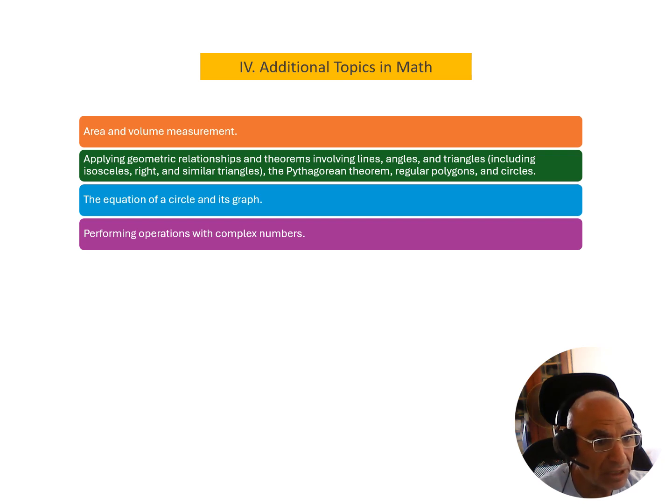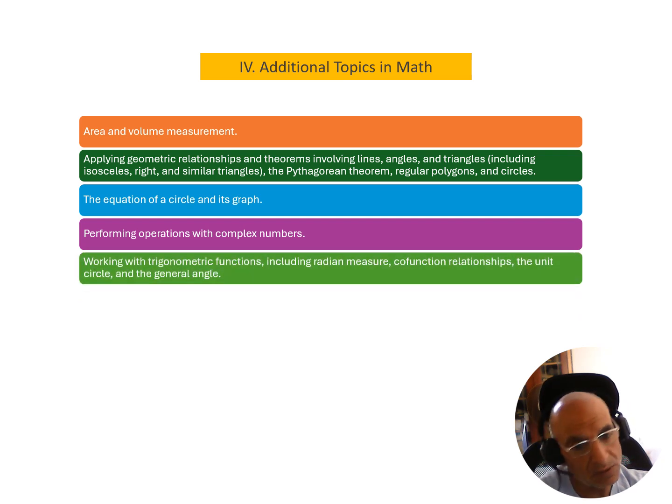Performing operations with complex numbers. The new set of numbers is called complex numbers. Working with trigonometric functions, including radian measure, co-function relationships, the unit circle, and the general angle. This is some of the topics in trigonometry.